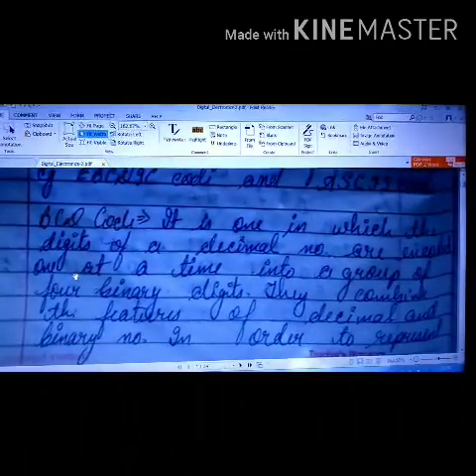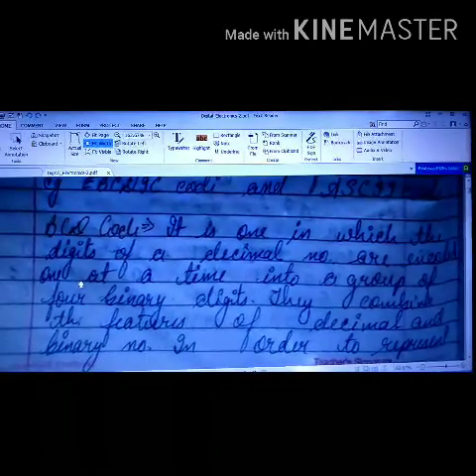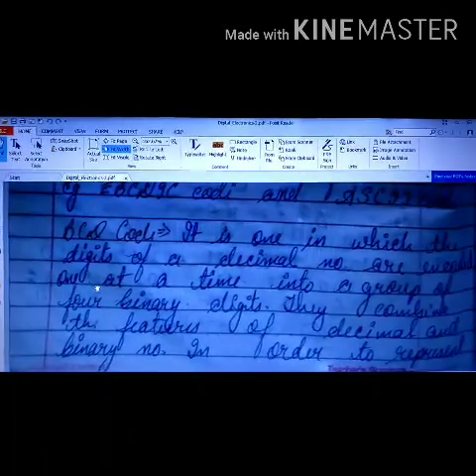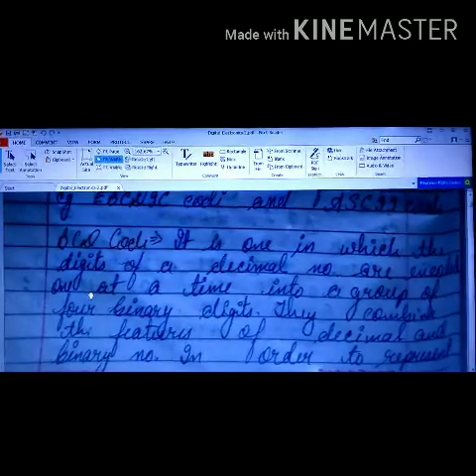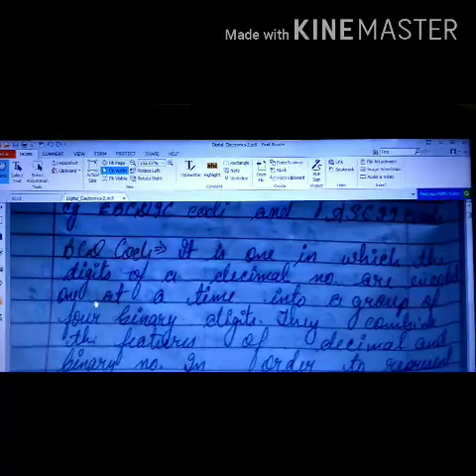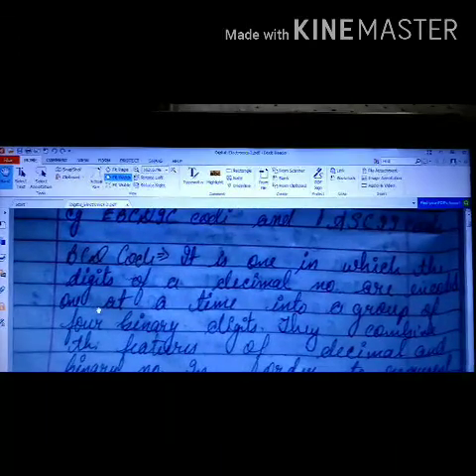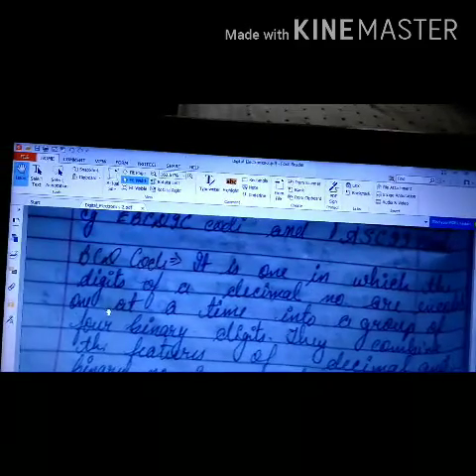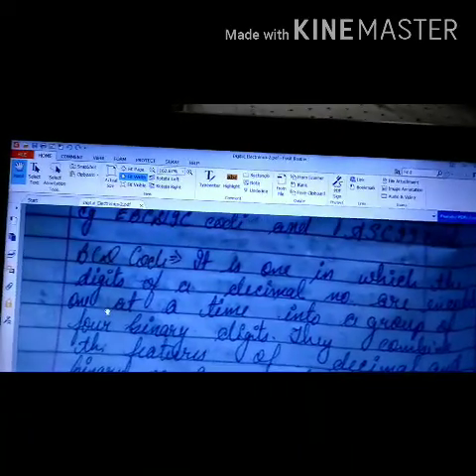Then BCD code. It is one in which the digits of a decimal number are encoded one at a time into a group of 4 binary digits. BCD stands for binary coded decimal. It is a group of 4 binary digits which are used to represent decimal numbers, that is 0 to 9. Any digit higher or lower than that cannot be represented. So if there is a decimal number 10, it will be represented by 1, that is 0001, and 0 will be represented by 0000. So in this form 10 will be represented.